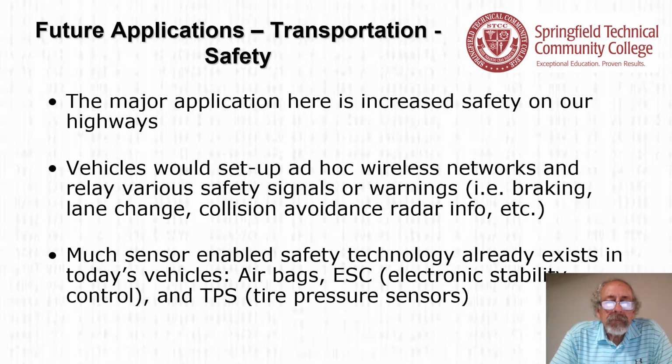So the major application here is increased safety on our highways. Vehicles could set up ad hoc wireless networks and relay various safety signals or warnings. That is braking, lane change, collision avoidance, radar info, stuff like that. Much sensor-enabled safety technology already exists in today's vehicles. We have airbags, we have ESC, which is electronic stability control, TPS, tire pressure sensors, and I did mention the AEB, which a lot of the 2021 models and the 2022 models, supposedly more of them, will have: automatic emergency braking.